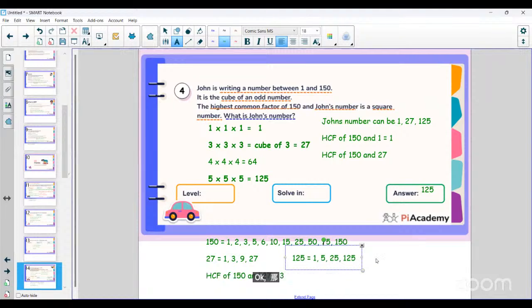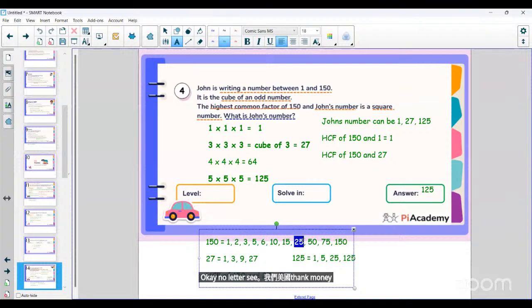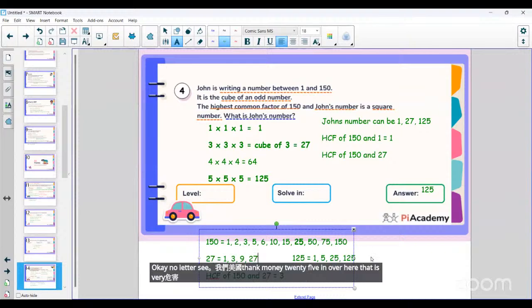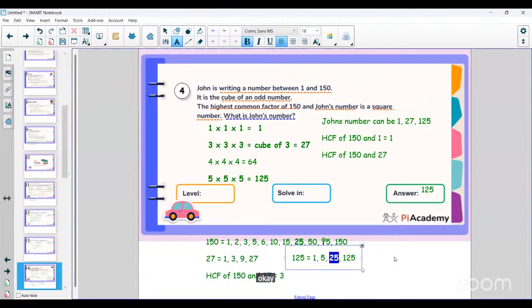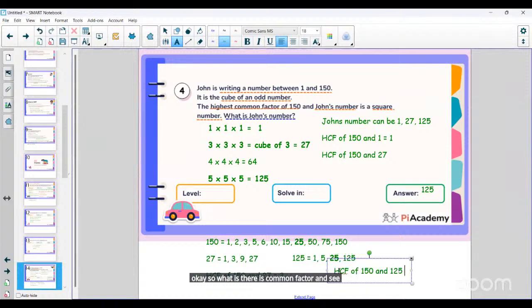Now let us see. Among 150 and 125, we got these two numbers, right? One is 25, and over here as well, we have this number 25. So what is the highest common factor? The HCF of 150 and 125 is 25. And is 25 a square number? 25 is a square number. Correct? So what is John's number? John's number is 125.